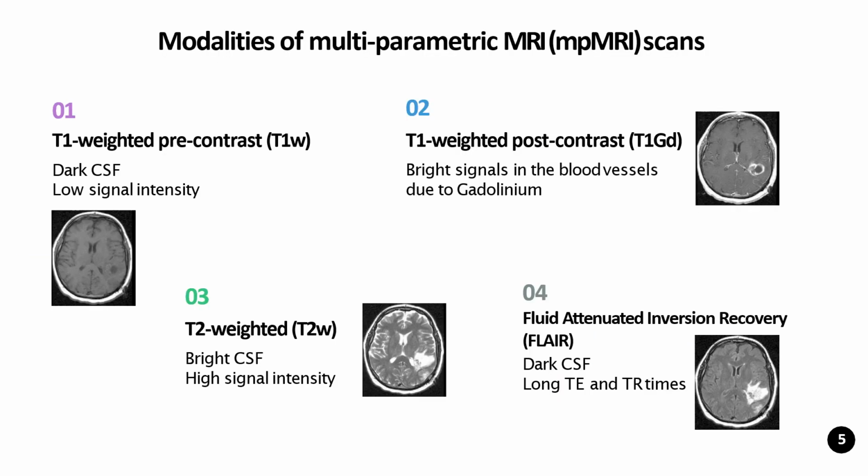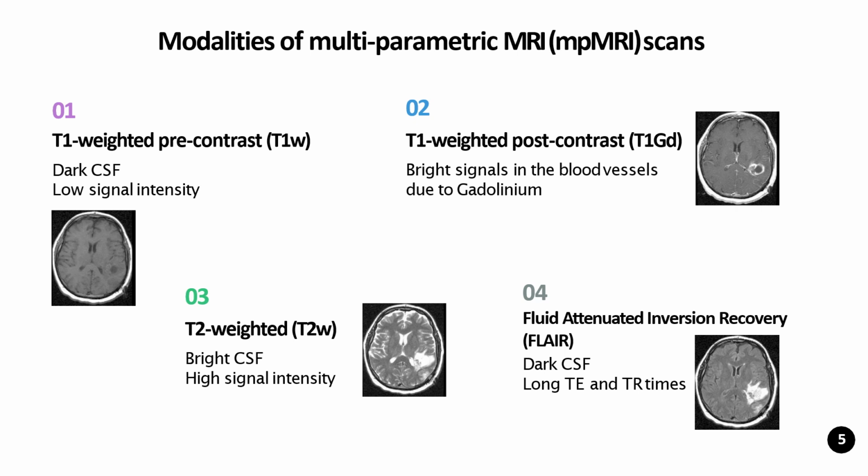For this project, we use the multi-parametric MRI scan, known as MP-MRI. The images have four modalities. The first one is the T1 weighted pre-contrast, T1W. It has dark CSF and low signal intensity. The second modality is the T1 weighted post-contrast, T1GD. There is a bright signal in the blood vessels due to the gadolinium.